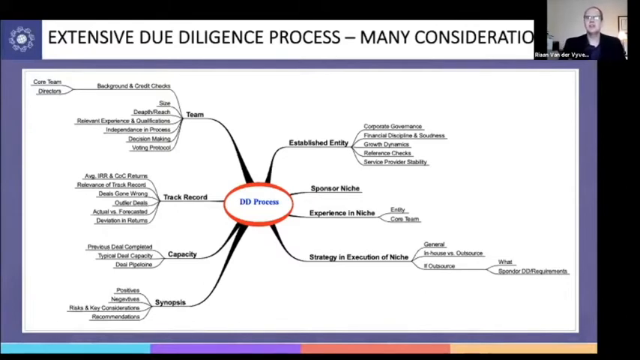And then lastly, in terms of capacity, as I've mentioned at the start, it's very important to us to deal with sponsors that have a proven capacity.